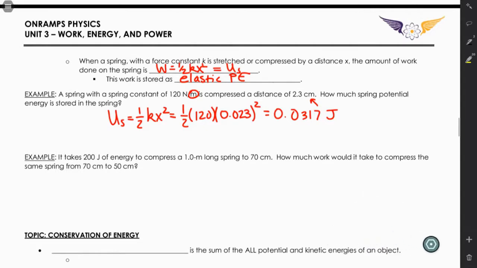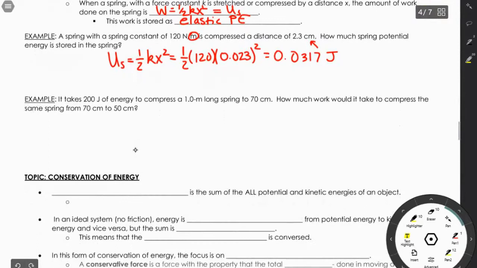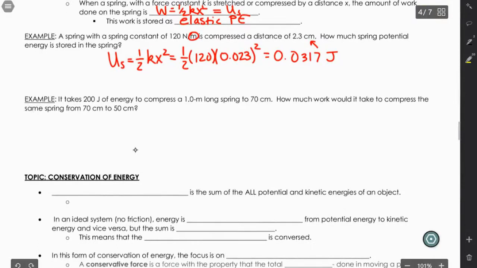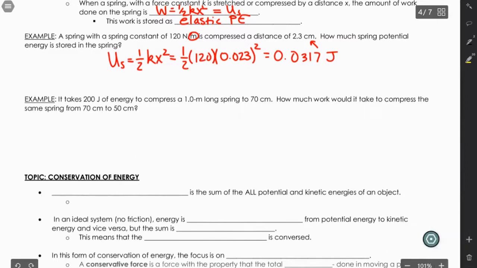Next question says it takes 20 joules of energy to compress a 1 meter spring to 70 centimeters. How much work would it take to compress the same spring from 70 to 50 centimeters? So the first thing we're going to need to do is figure out what the K value of this spring is. And that's going to come from using our equation.